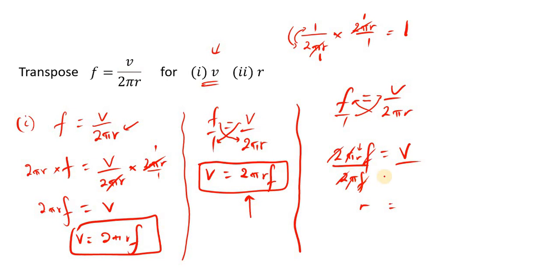But what I do to one side, I do to the other side as well. I'm going to divide by 2 pi f. We did not divide by r because we want to have the r remaining as we have here. So r equals v over 2 pi f. And this is our solution.